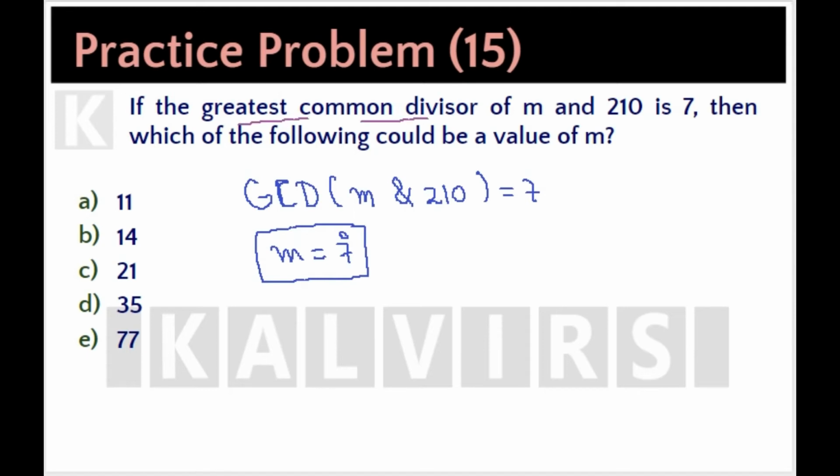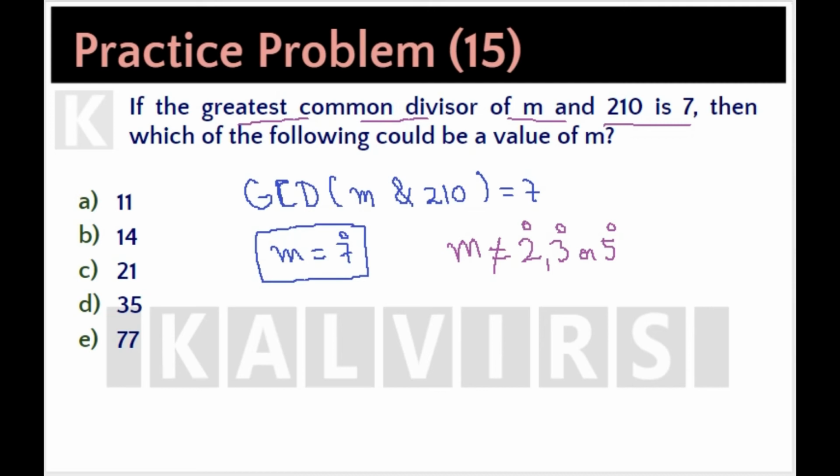The greatest common divisor of M and 210 is 7. This sentence also means that M is not divisible by 2, 3, or 5. In other words, M cannot be a multiple of 2, 3, or 5. Otherwise, the greatest common factor of these two numbers would be greater than 7. Thus, our answer must be a number which is not a multiple of 2, 3, or 5, but a multiple of 7.